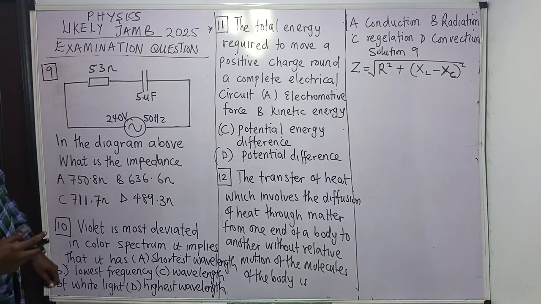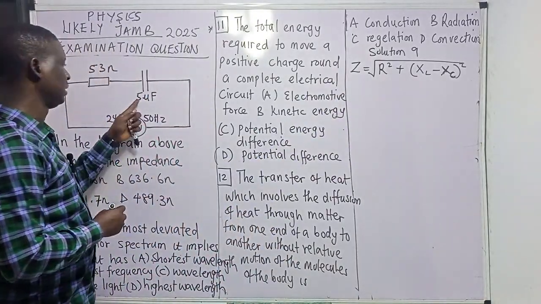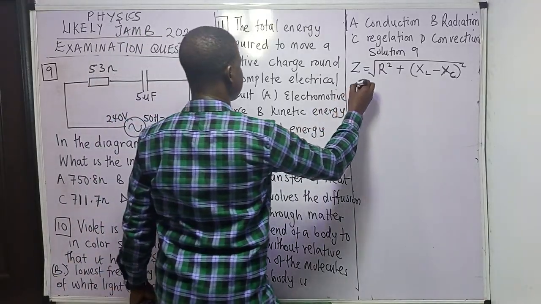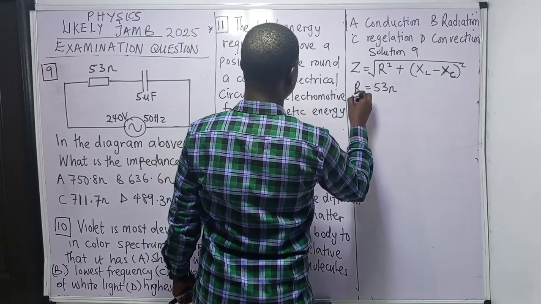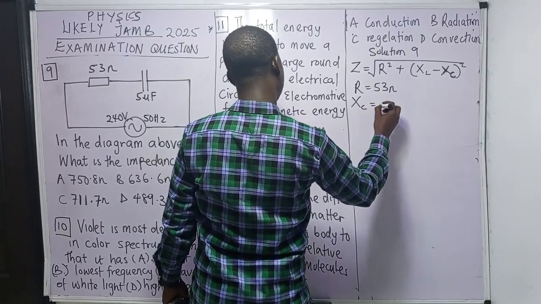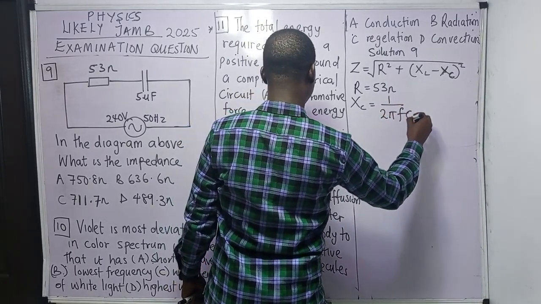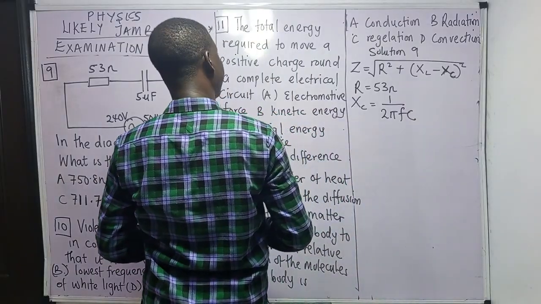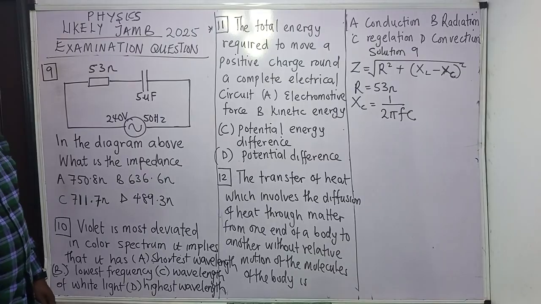Now look at the board. This is the impedance they want us to calculate, but there is R given to us as 53 ohms. Our XC, we don't know it, but we can calculate it as 1 over 2 pi f C. Don't forget that this is the formula to use to calculate the reactance of a capacitor.